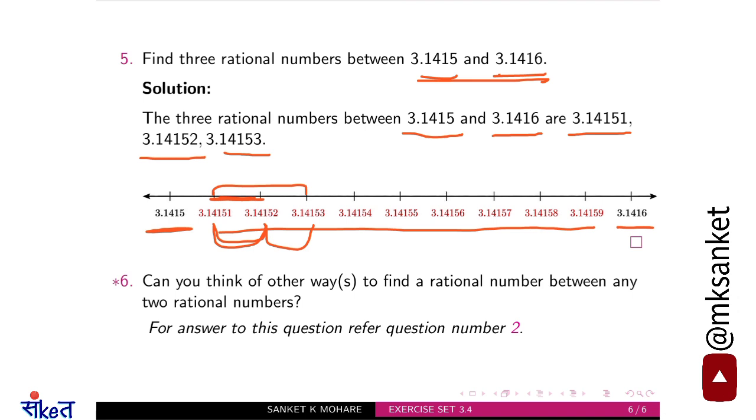Next, question number 6. Can you think of other ways to find a rational number between any two rational numbers? We already discussed two methods in question number 2, so we can refer to that question's answer for this question number 6. This question is starred. It means it belongs to HOTS and is not from the point of view of the exam.